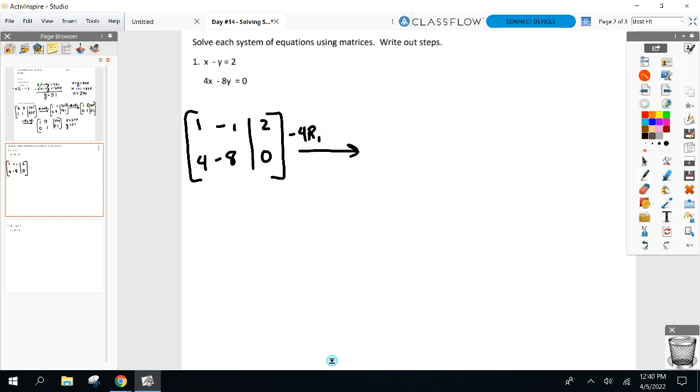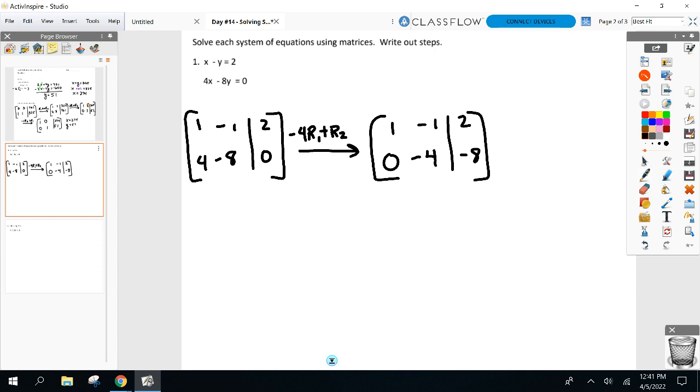-4 row 1, add it to row 2. Don't touch row 1. Row 2, I know I got the 0 there and some new numbers. Let's see, what's that? 4 plus -4. And then let's see, what do I have here? -8. How's that look? Really good. Any issues?